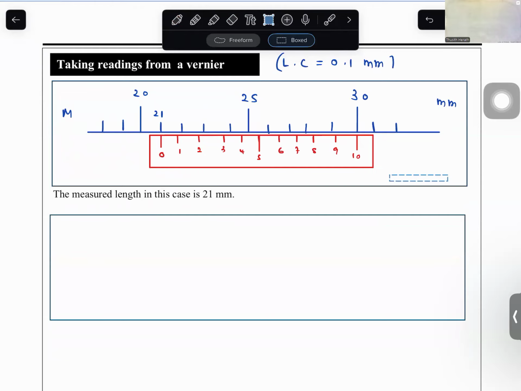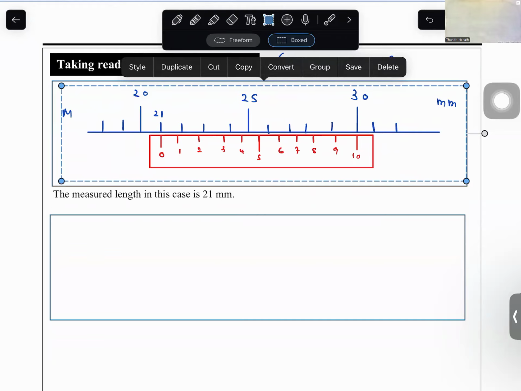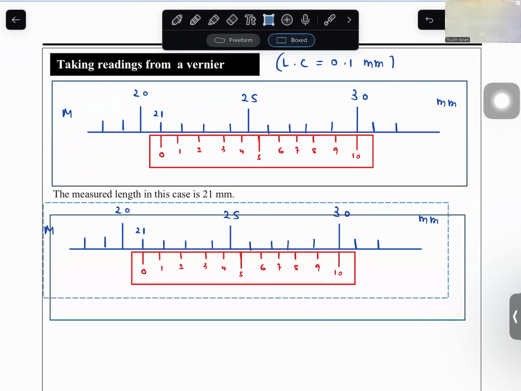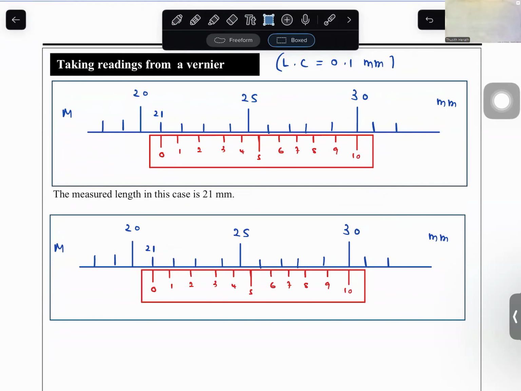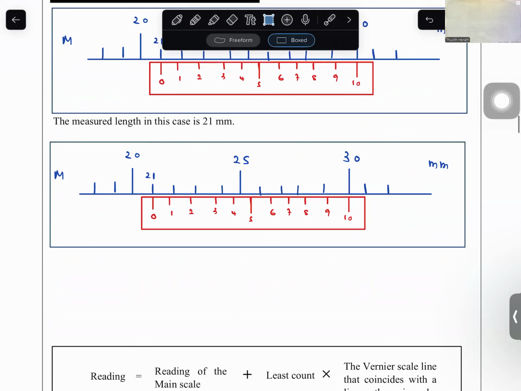Now, I'll get a copy of this. I will move this Vernier scale 0.3 millimeters to the right side. I'm going to move this Vernier scale 0.3 millimeters to the right side. So how does it appear?